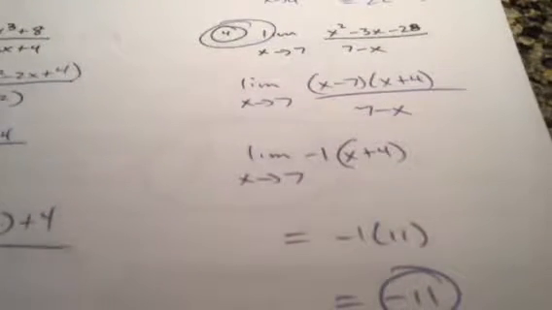Alright, folks, here is number 4. Simply factor the top, x minus 7 times x plus 4. Folks, these two cancel, but they are not going to cancel, because they're opposites. Cancel the x minus 7, plug 7 in for x. You get -11 as your answer. Again, pause this whenever you need to.